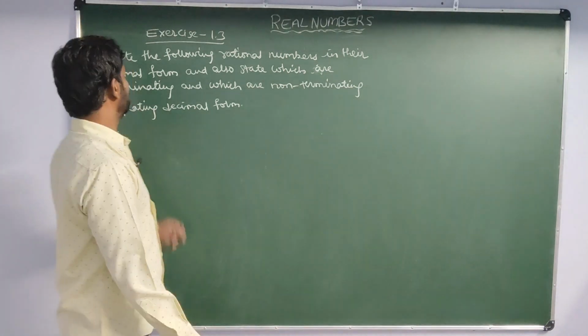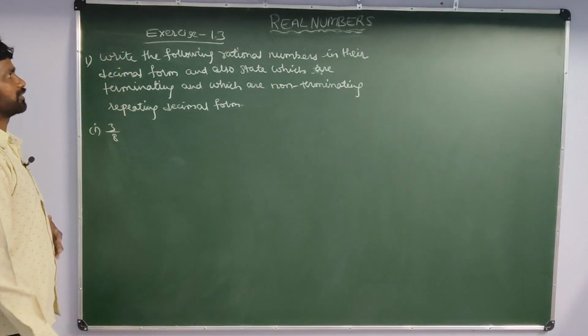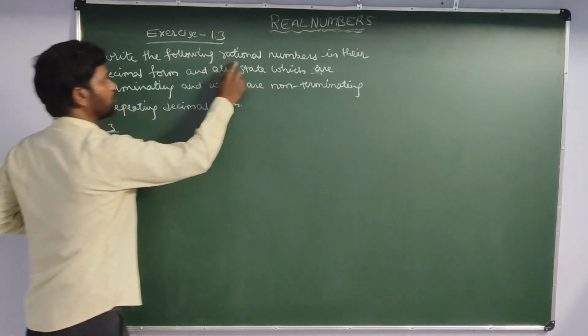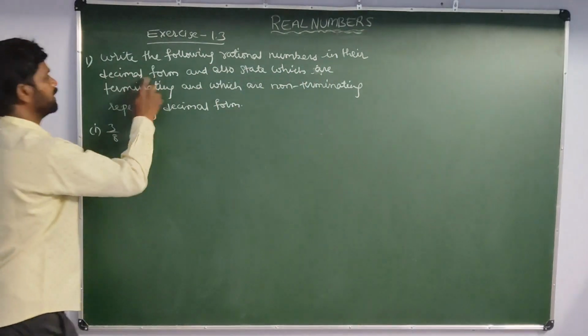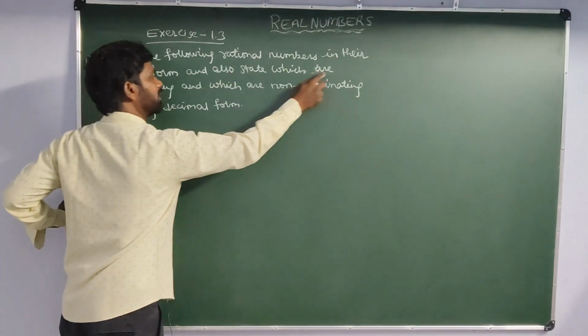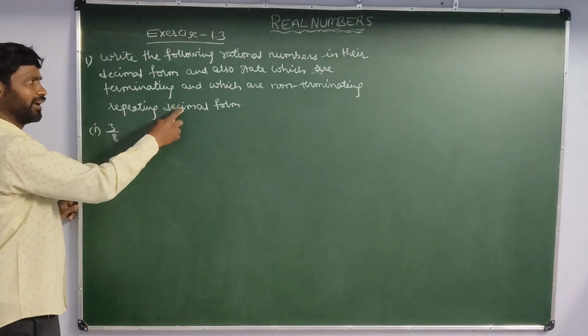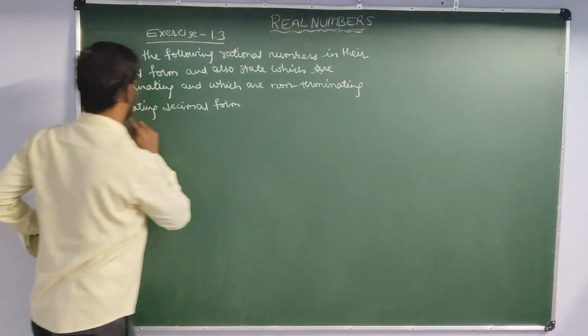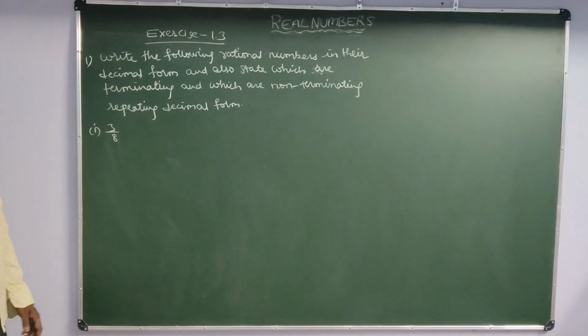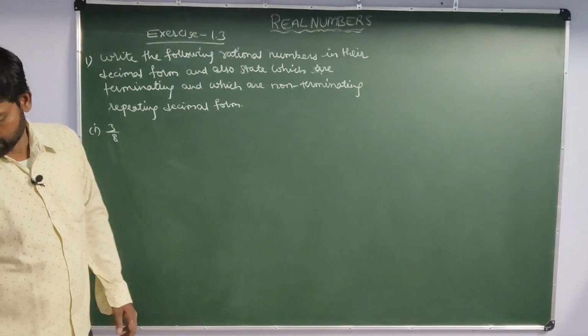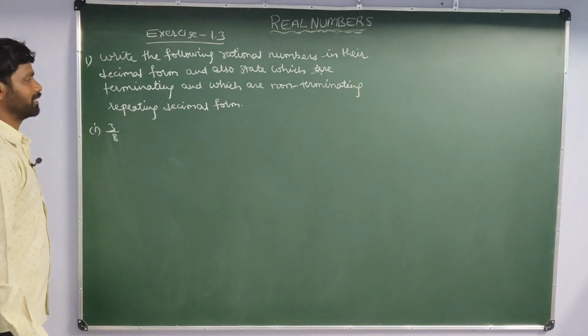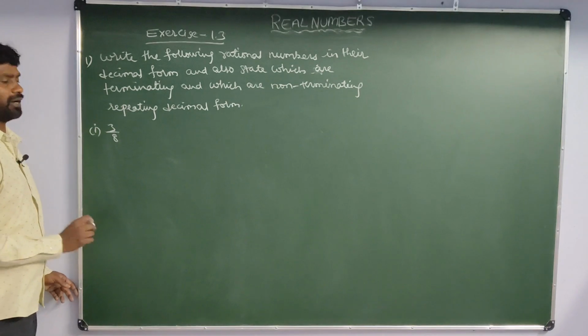Okay students, next one. Exercise 1.3 questions. Write the following rational numbers in their decimal form and also state which are terminating and which are non-terminating repeating decimal form. So the first question is 3 by 8.